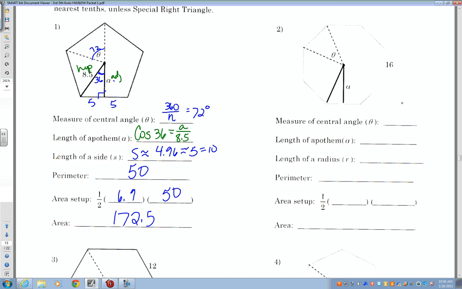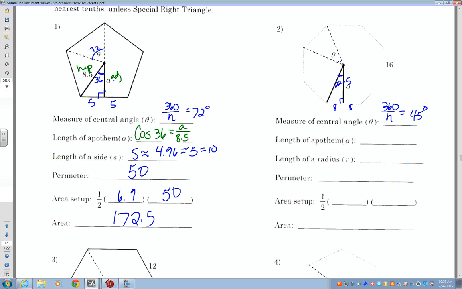Okay, so the central angle is just doing the 360 divided by n. So the central angle for this shape is 45 degrees. That means the vertex angle in the triangle here is 22.5, because we're going to take half of the 45. All right, so to find the apothem, didn't they tell us the side is 16? But the apothem bisects the side, right? So we know this little part is 8 and 8.